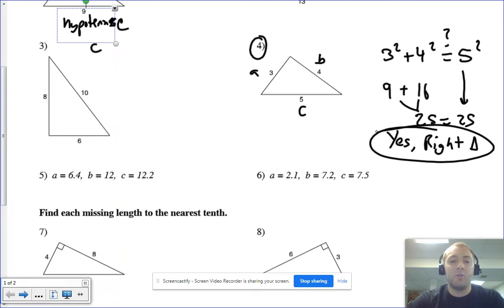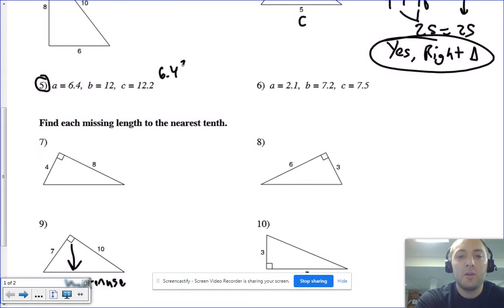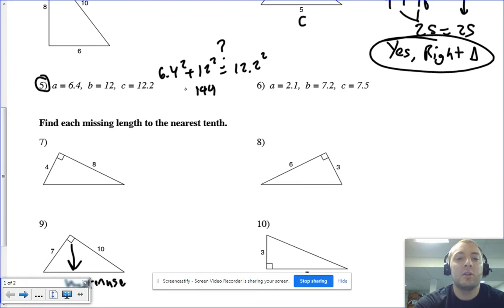Now let's try a different one. Let's go to number 6. Actually, I'm going to do number 5 because I want you to be able to do number 6. We're going to do the same idea. It tells you what a, b, and c are. Just plug them in. There's not a triangle given. It's just saying 6.4 squared plus 12 squared. We want to know if that equals 12.2 squared. I know 12 squared is 144. That's the only one that I know by heart. So you're going to want to use a calculator for some of these. So have a calculator handy.